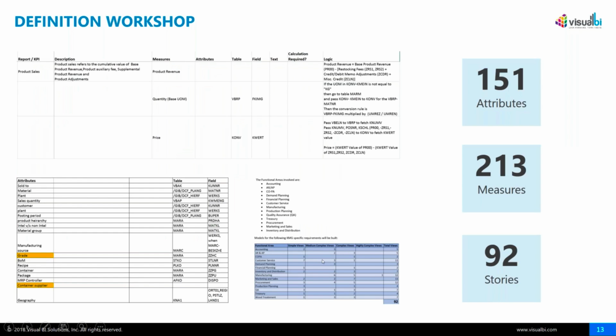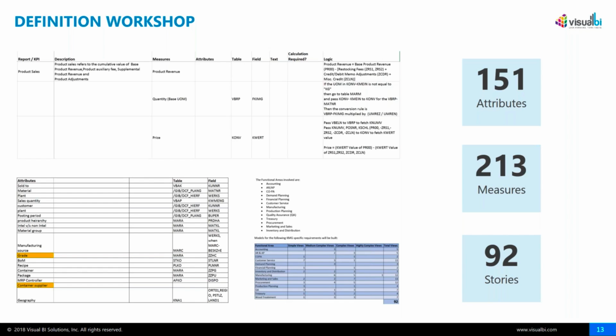So during this business workshop, those 3 days, we identified 151 attributes, and again, this is across all of our businesses, right? This is across everything: customer service, logistics, supply chain, procurement, inventory, finance, AR/AP, costing. So we had folks from all different areas of our business involved in that.